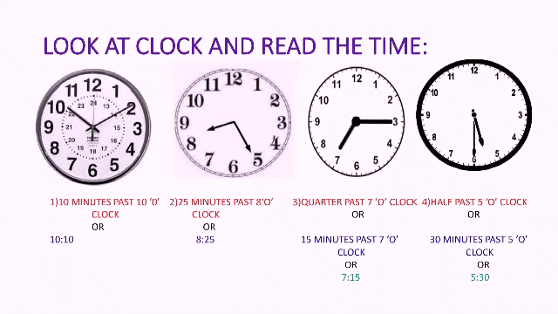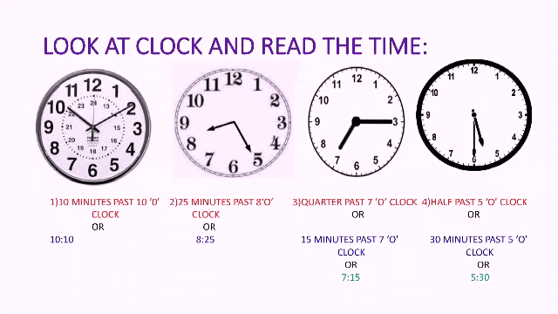Here, the hour hand is pointing at 10 and the minute hand is pointing at 2. Since the hour hand is pointing at 10, that means it is the 10th hour of the day. That means 10 o'clock. And the minute hand is pointing at 2. So 2 fives are 10. So what is our time? 10:10. Right? 10:10 means 10 minutes past 10 o'clock.